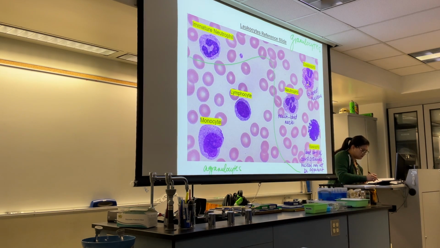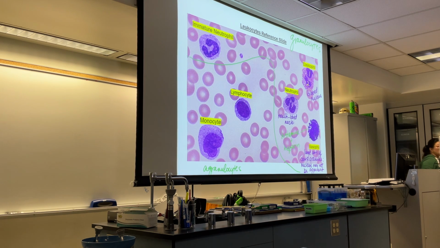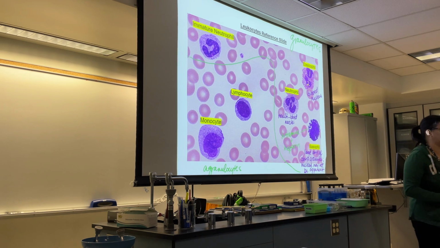So basophils, and I will try to write this in green, okay? Basophils will release histamine. Can you guys see the green okay? Which is a vasodilator, and it will also release heparin, which is a blood thinner. Okay, it is an anticoagulator. So histamine is a vasodilator, heparin is an anticoagulator.